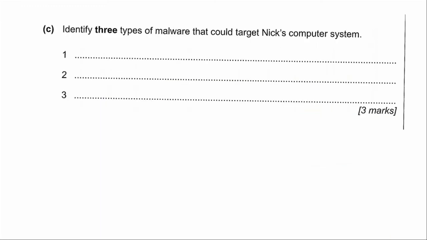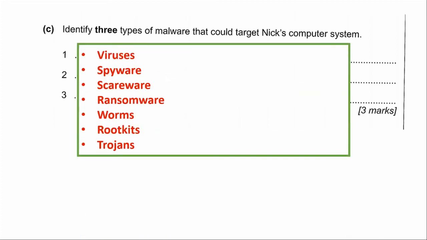And C, identify 3 types of malware that could target Nick's computer. So you can say virus, spyware, scareware, ransomware, worms, rootkits, and trojans. They all come under the umbrella of malware.